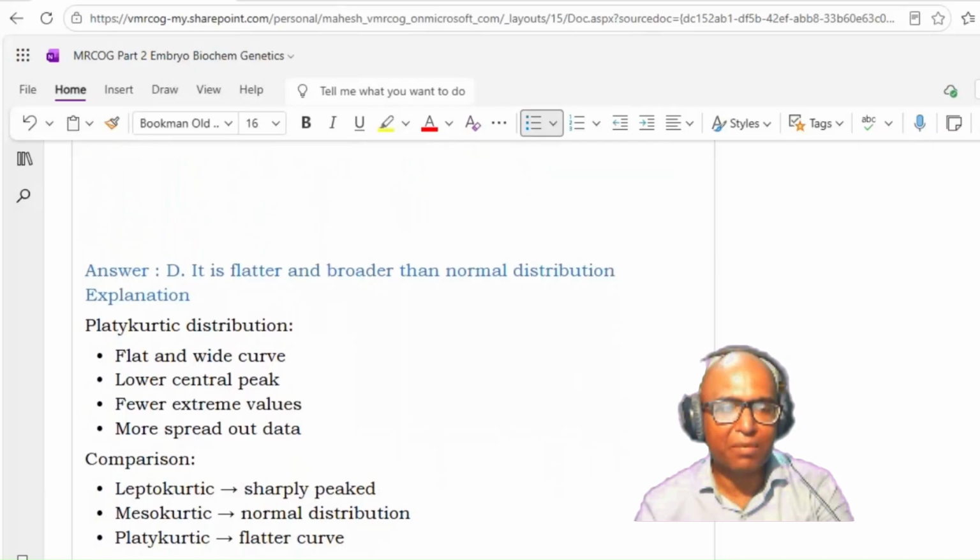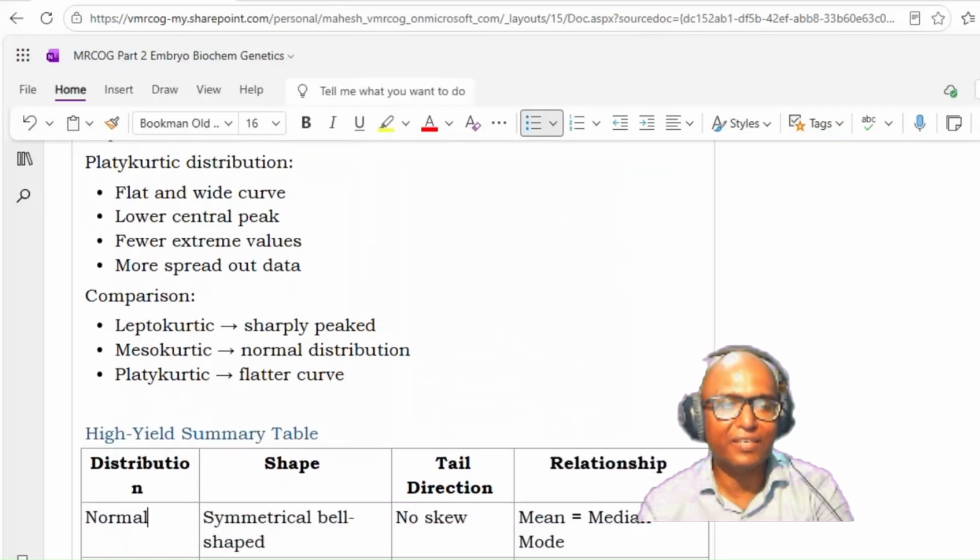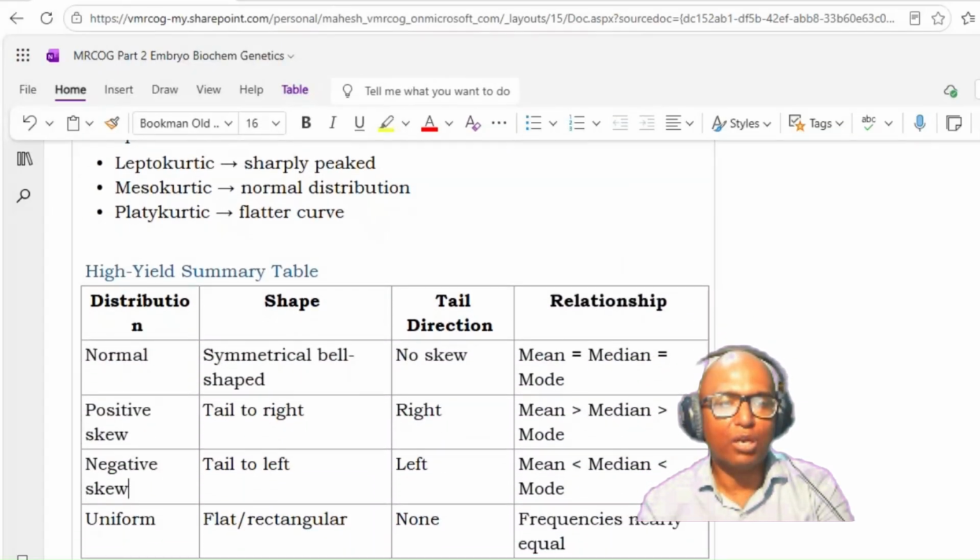Leptokurtic is a sharply peaked curve. Mesokurtic is normal distribution. Platykurtic is a flatter curve. This is just to summarize. Normal distribution shape is symmetrical bell-shaped. There is no skewness, and mean equals median equals mode. Then positively skewed, where the tail direction is to the right, and mean is more than the median and median is more than the mode. Negatively skewed, where the tail direction is to the left, and mean is less than the median, median is less than the mode.